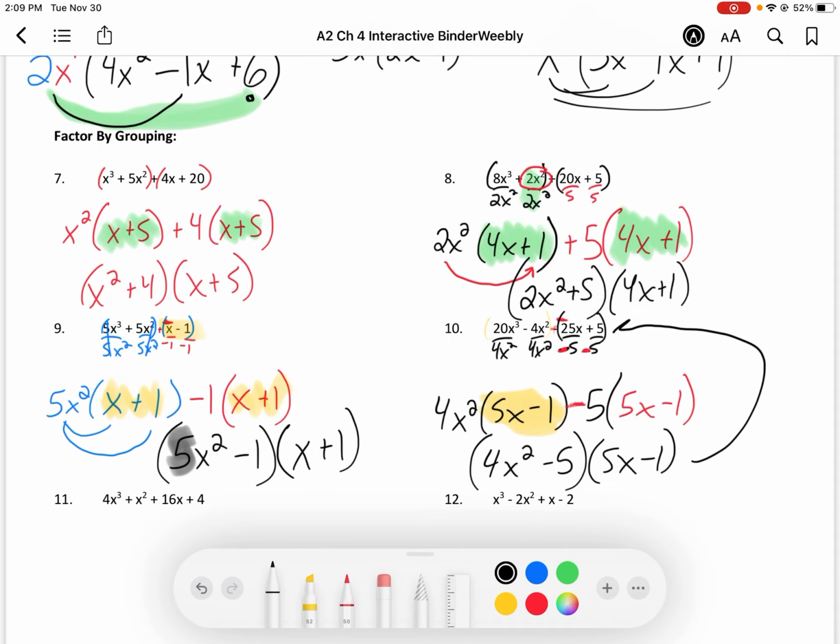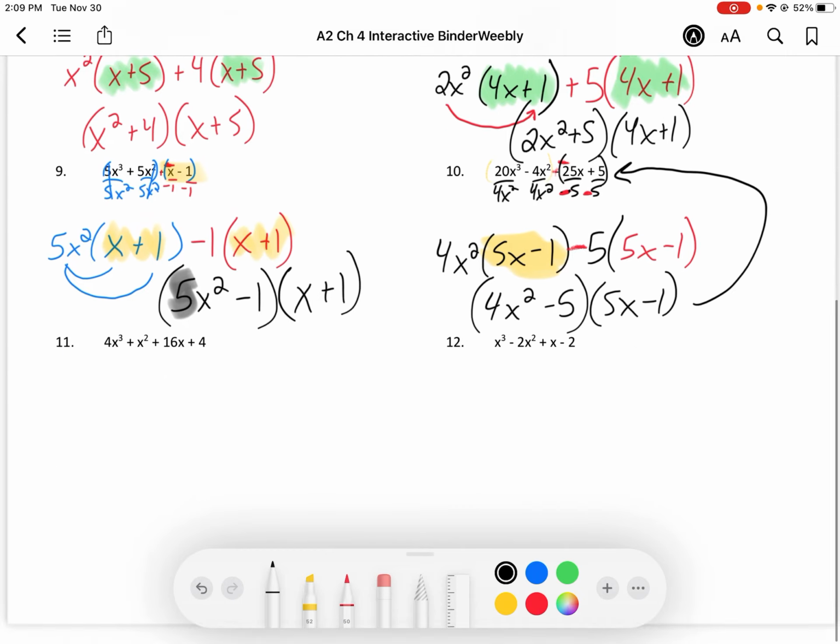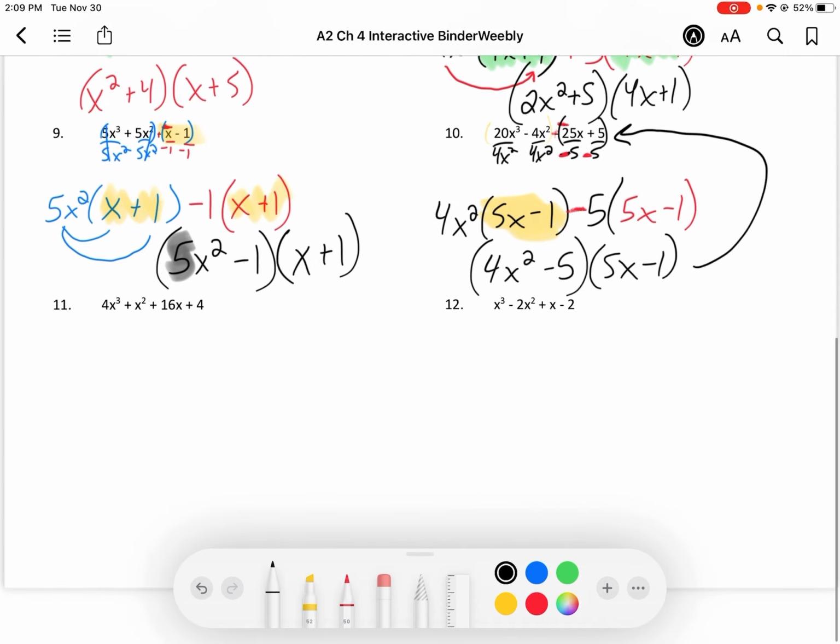I'll tell you, check it on a test, because your answers aren't going to be on the back of your packet, or the back of your paper for your test. The last couple here.